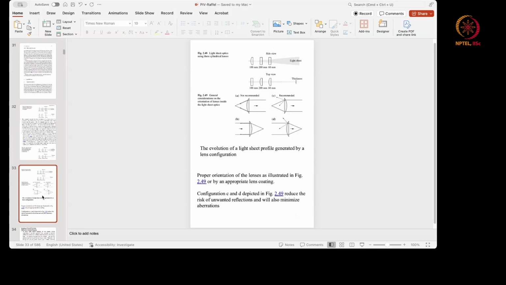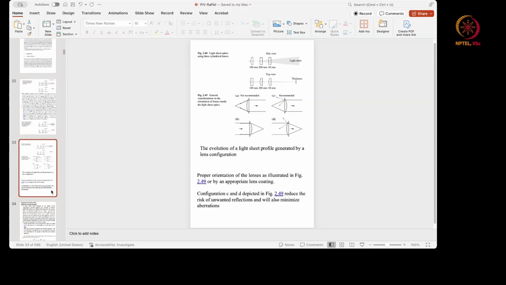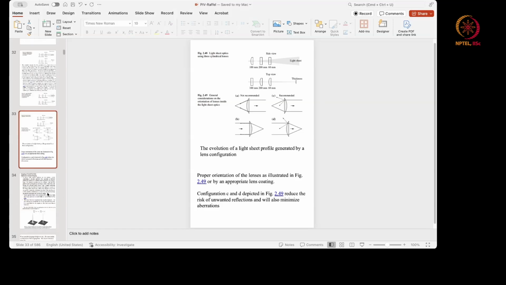You can also see the evolution of the light sheet profile with different optics. This is, for example, light sheet optics using cylindrical lenses. These are some of the recommended ones, and this is the non-recommended ones. For example, the proper orientation of the lenses is shown over here. These configurations, this and this, are recommended because they reduce unwanted reflections, and spherical aberrations are also curtailed. This is what happens.